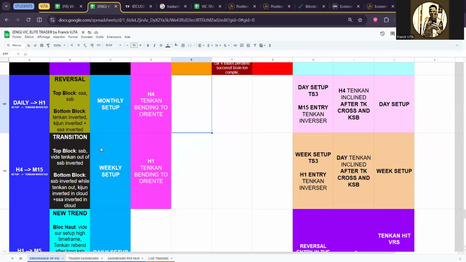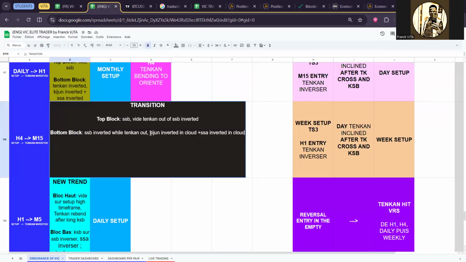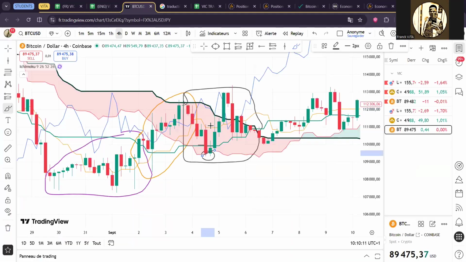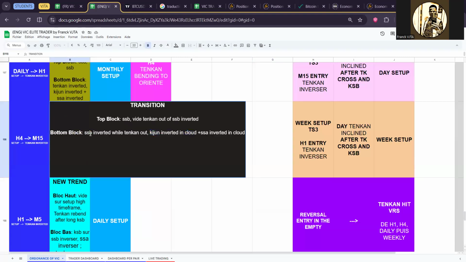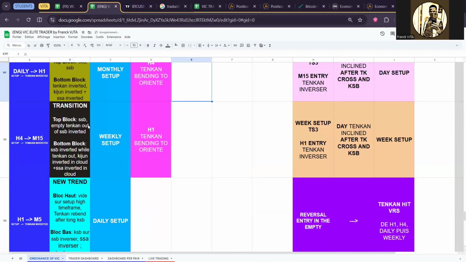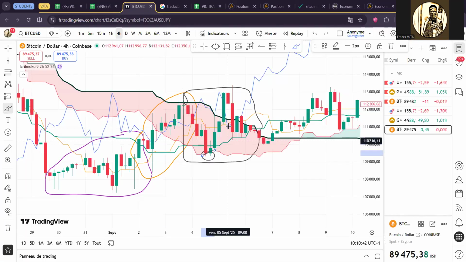That's why inside the document I wrote Kijun inverted in cloud plus SSA inverted in cloud. The two have been touched at the same time by the red candle, right? That's the bottom point. We also have as bottom point the SSB inverted. Well, yeah, but this is not the example. I will show you another example to explain that. Now let us talk about the top. The top one here, right? It is on SSB, on SSB here.